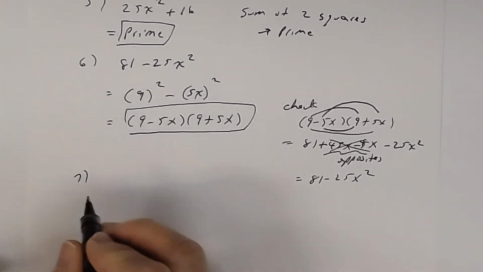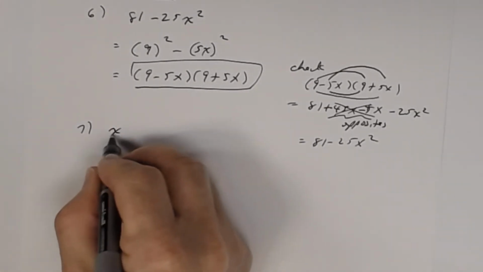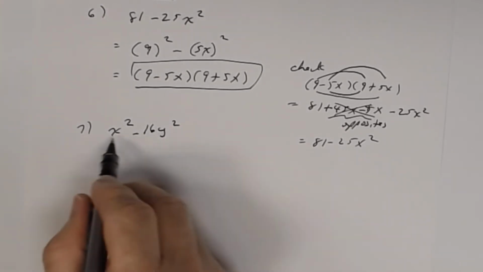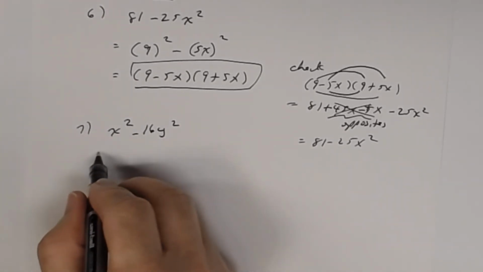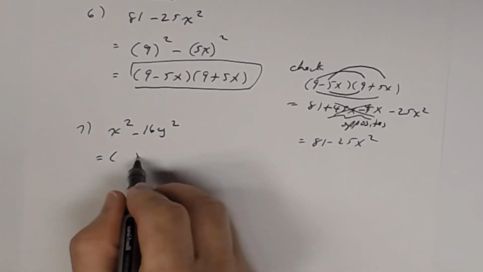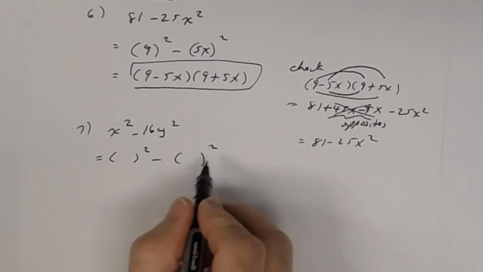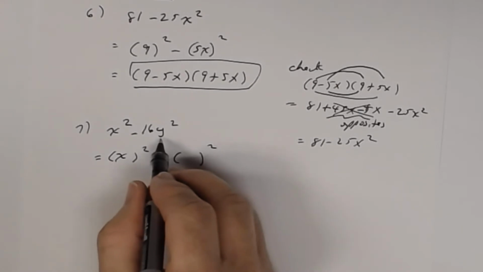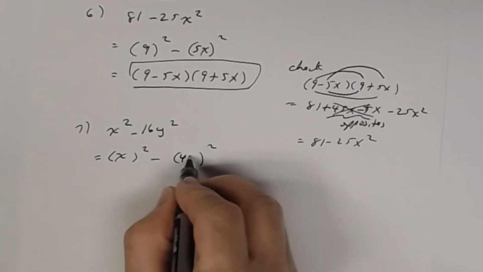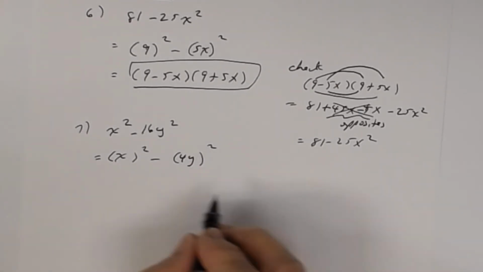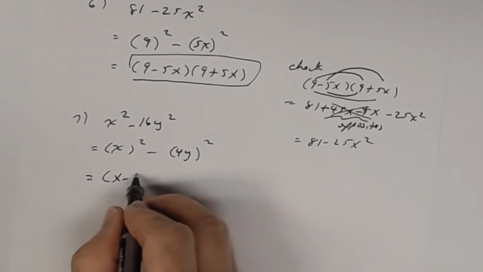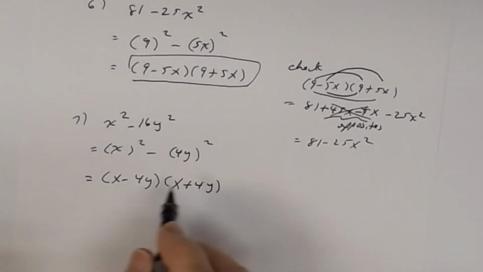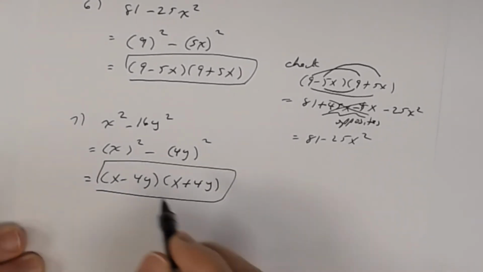Okay, number 7. Number 7, we have x squared minus 16y squared. So again, the GCF is 1, and this one's easy because you can see that this is the difference of two squares. X squared is x times x. 16y squared is 4y times itself. And so therefore we get x minus 4y times x plus 4y. So very easy, isn't it?